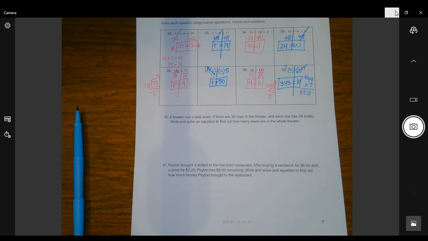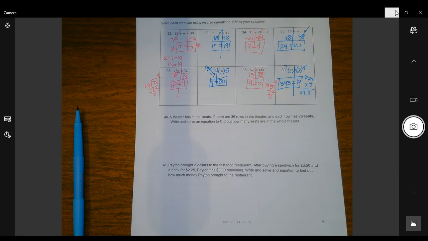Now they want you to write and solve an equation from a word problem. It says a theater has S total seats. If there are 36 rows in the theater and each row has 28 seats, write and solve an equation to find out how many seats are in the whole theater.